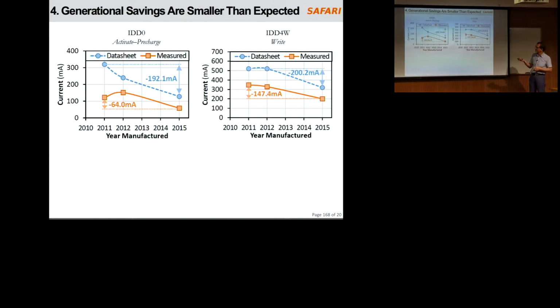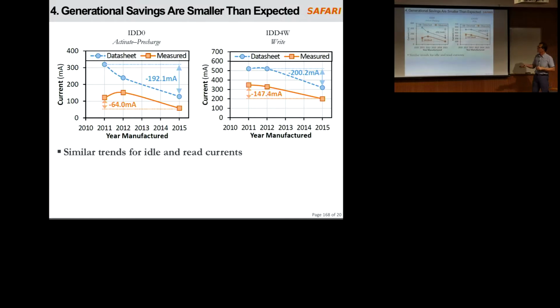This is what we found, which we were actually a bit surprised by. Generational savings over time, over manufacturing years, are actually smaller than expected. If you look at the data sheets, you'll get a much larger value, but the measured values are actually much smaller, according to what we see. So maybe DRAM manufacturers boast a lot about reducing the power, but we don't observe this, at least in our measured systems, because the worst case maybe reduces, sure, but the average case that we look at, or the common case temperature that we look at, doesn't reduce as much.